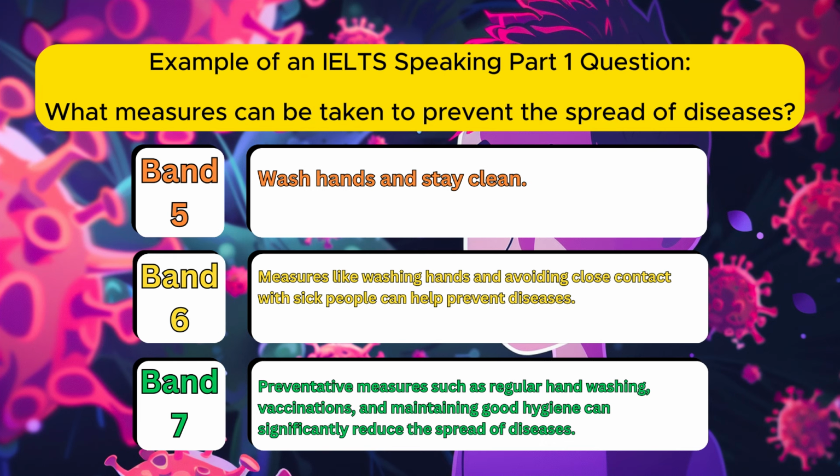Question: what measures can be taken to prevent the spread of diseases? Band 5. Wash hands and stay clean. Band 6. Measures like washing hands and avoiding close contact with sick people can help prevent diseases. Band 7. Preventative measures such as regular hand washing, vaccinations, and maintaining good hygiene can significantly reduce the spread of diseases.